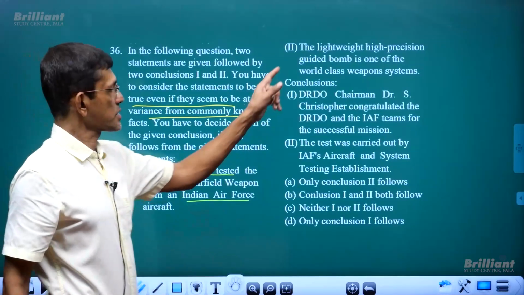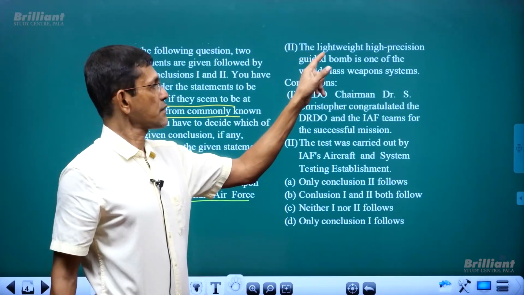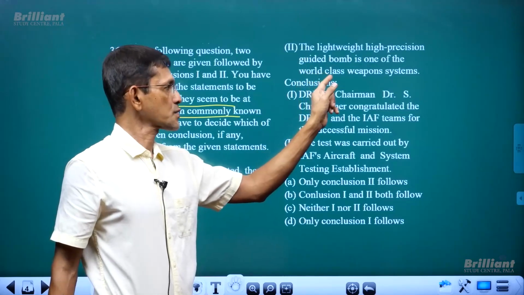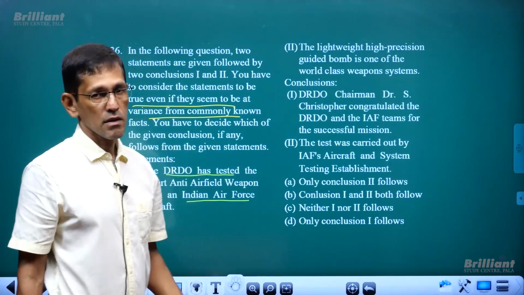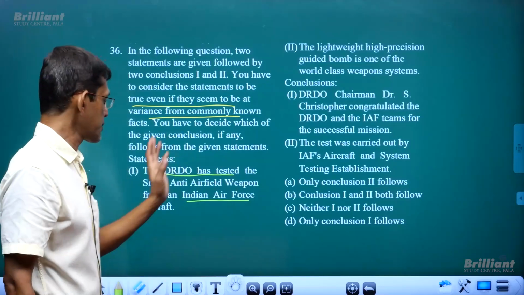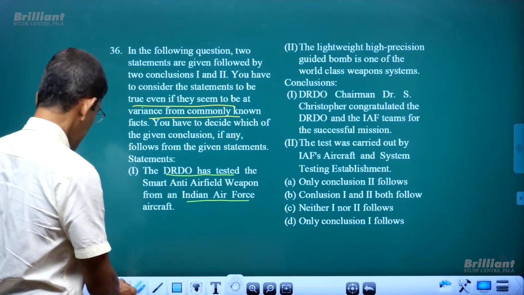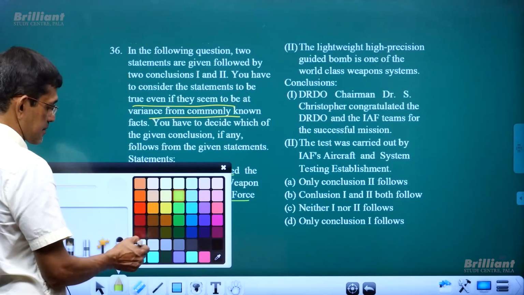Number 2. This is statement number 2. The lightweight, high-precision guided bomb is one of the world-class weapon systems. Great. So we have 2 statements. Now conclusion. Okay, so look at that conclusion. That's interesting.